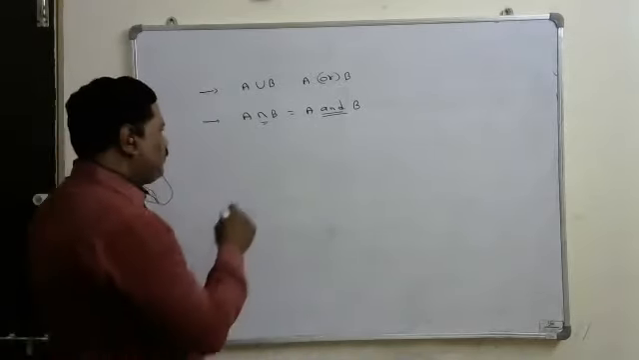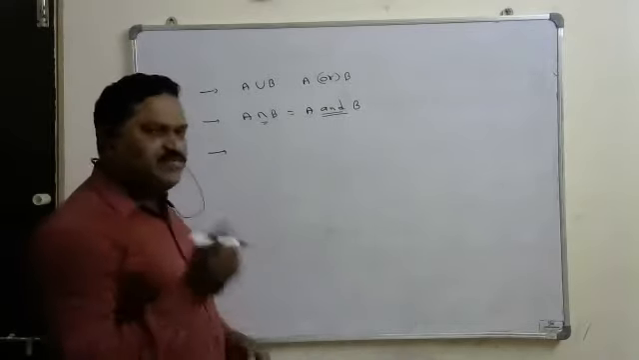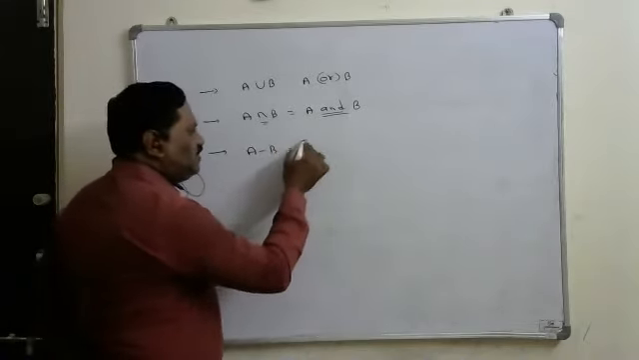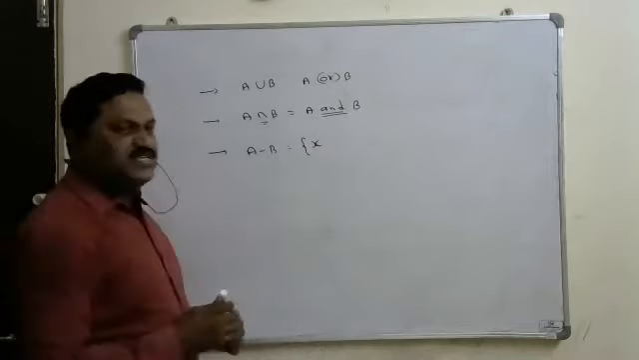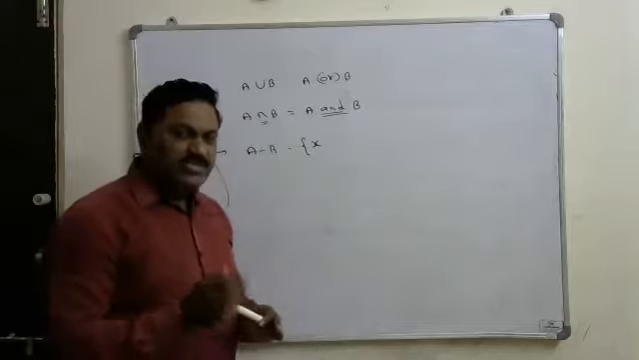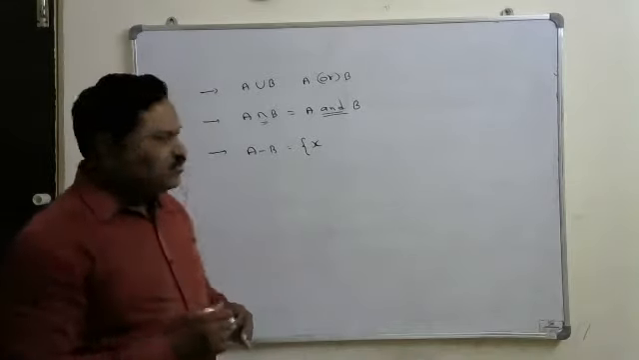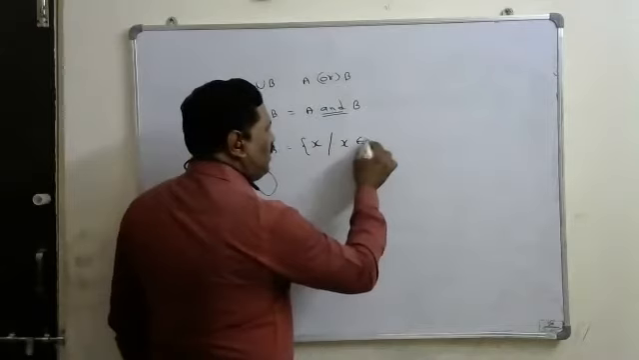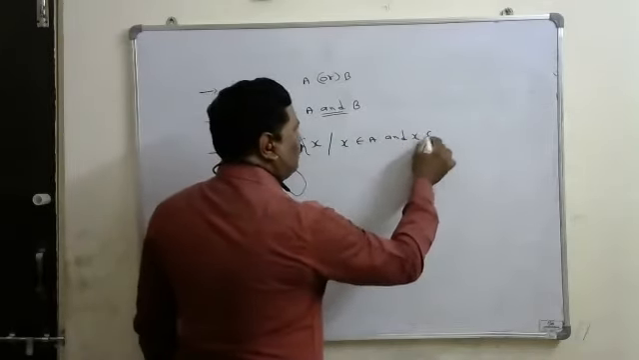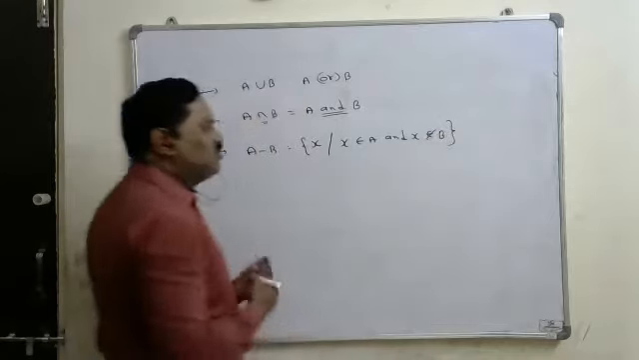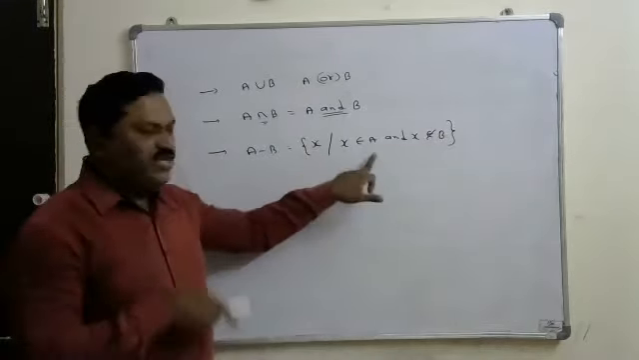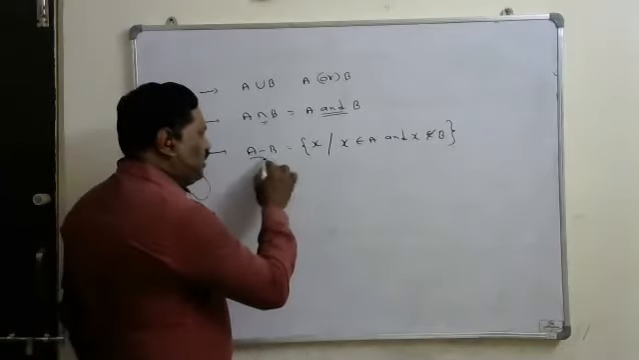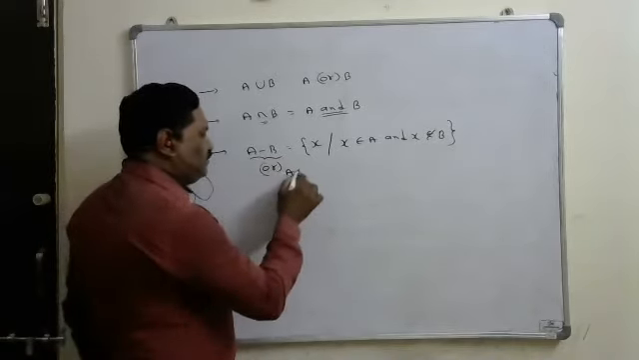Next, the difference of sets. If we consider A minus B, it represents the set X of elements which are available in A but not in B. A minus B is the set of X where X is available in A and not available in B. This element X should belong to A but should not belong to B. A minus B can also be written as A by B.